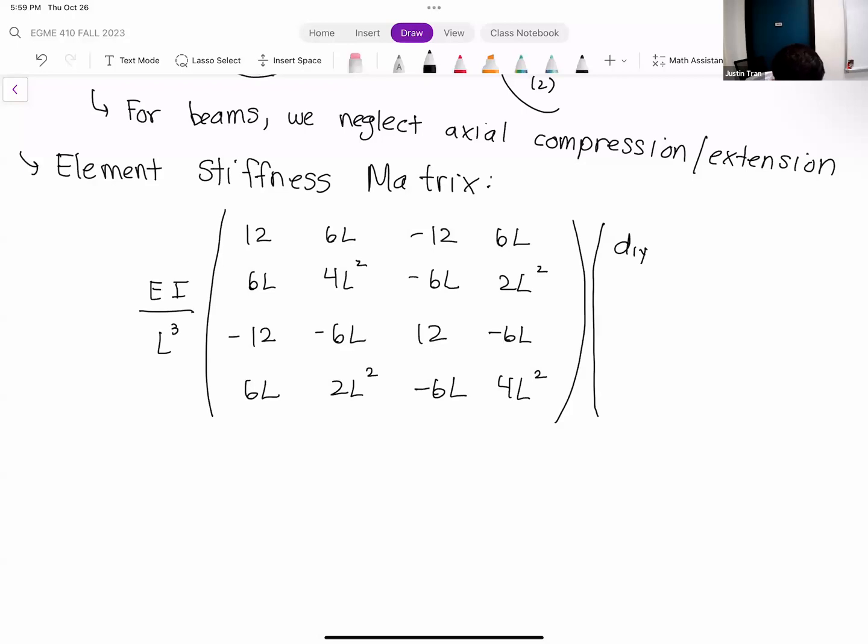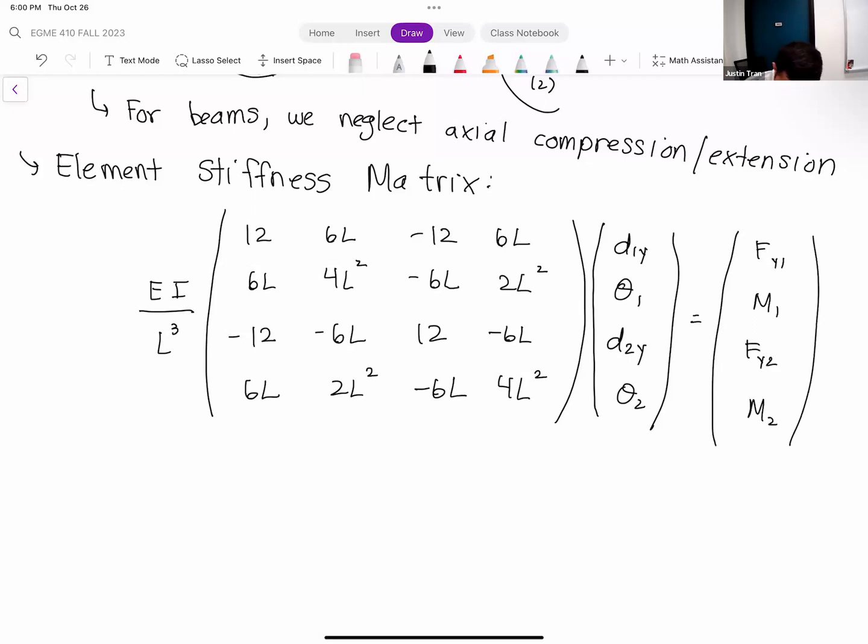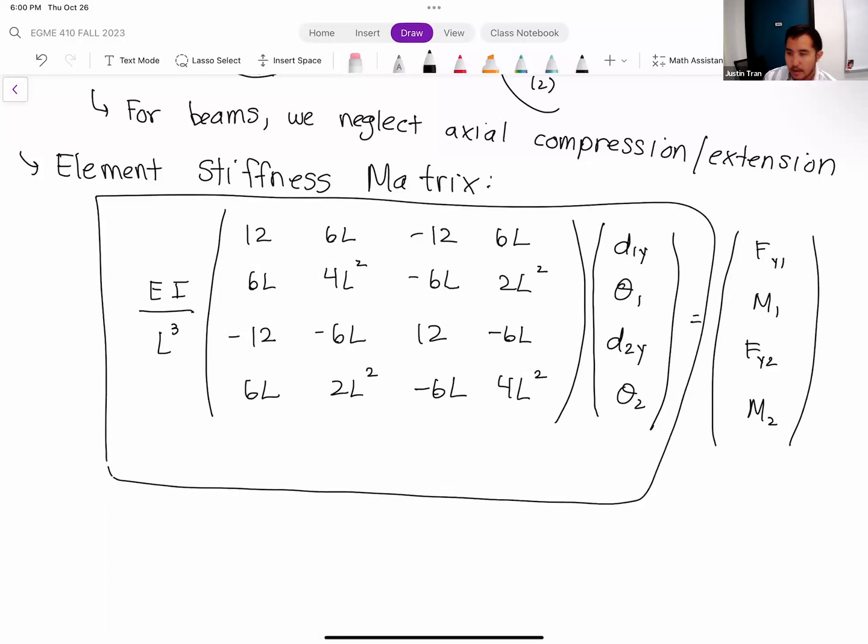All right, the degrees of freedom here are d1y, theta 1, d2y, theta 2. And all this is equal to fy1, m1, fy2, m2. But the part you need to remember is right here on the left-hand side.